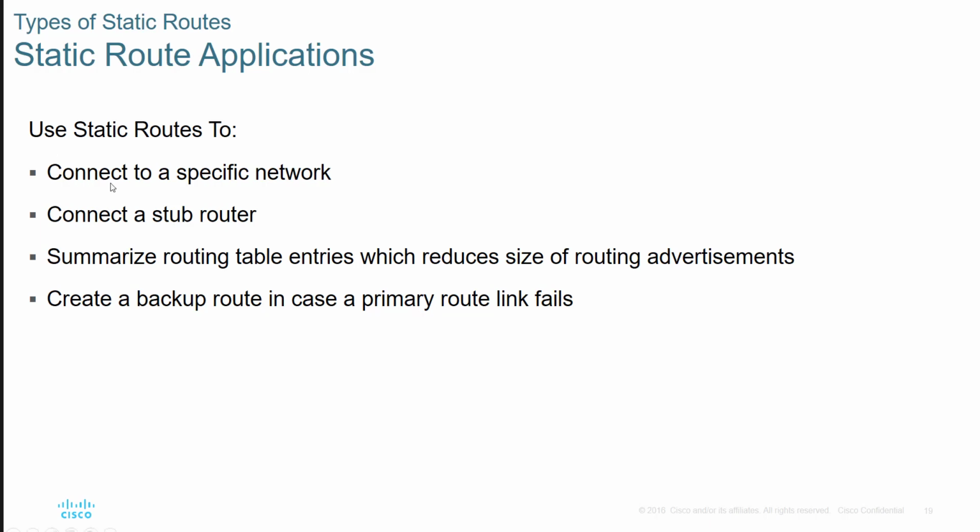Why would you use it? To connect to certain networks, connect to a stub router. Like I said, it's just one. It helps you summarize routing tables and also create backup routes in case something happens with the primary. So what you could do is you could have your dynamic route going, and if something happens, you can have your static route be the backup for that, and you can have a static route be wide open to everything, which is kind of ironic, since it's primarily for a direct connection.